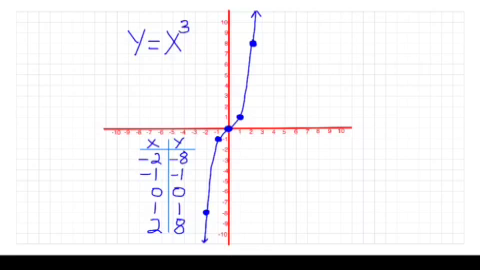The parabola on a square went up like that, but on this cube it goes down because you do get negative answers. When you do something cubed, you can get negatives. When you square something, it will always get positive values for y.